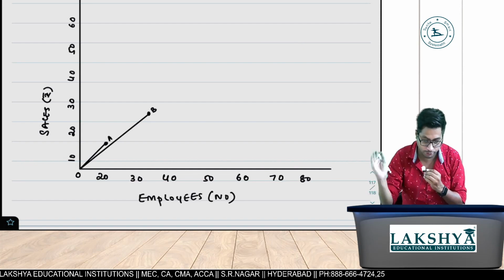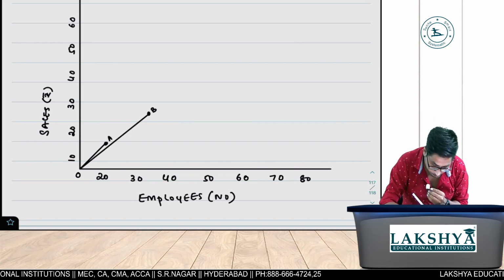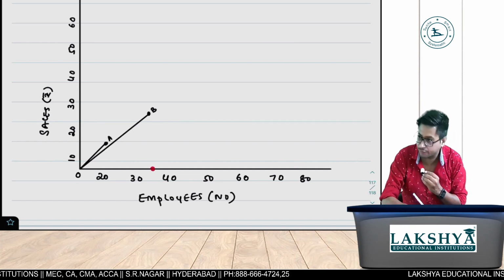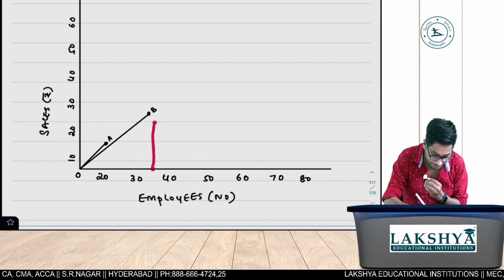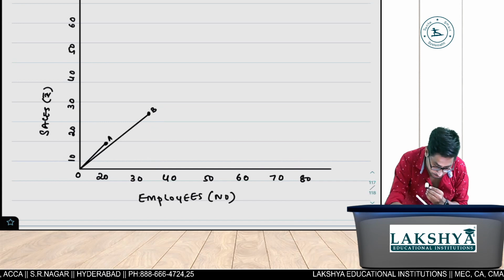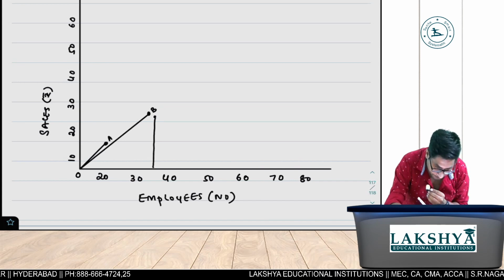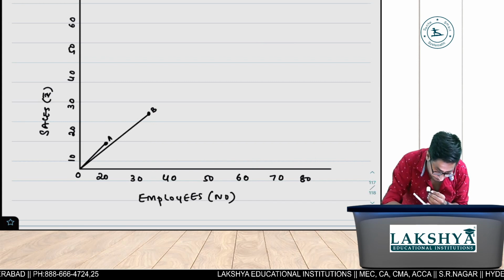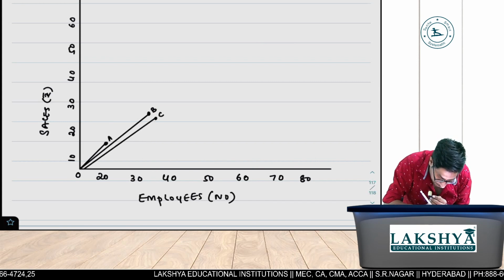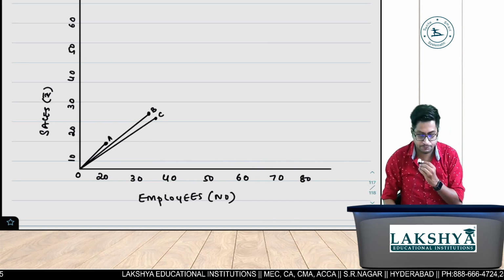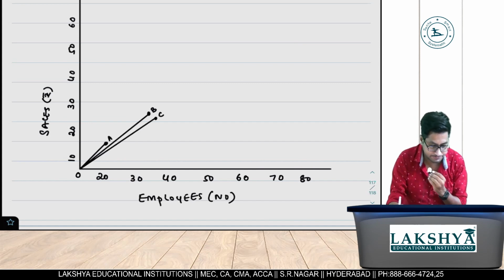Next. What is the input? Next, of C: 34,000, somewhere here, nearly half. And next, 25,400. So it will be somewhere here, right? This is C. Again from C to the origin you draw one line. Almost nearby C. Next.